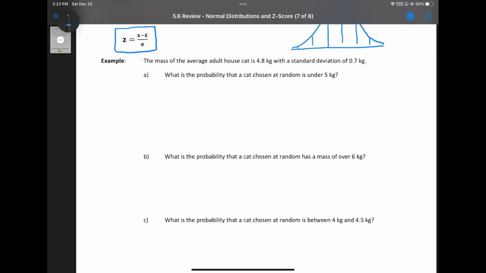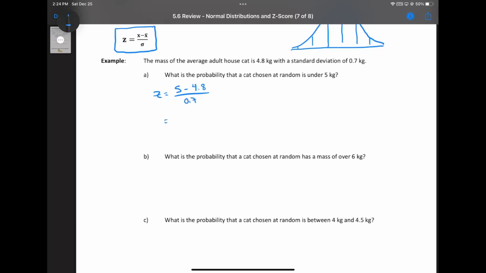Okay, well, we can calculate our z-score. Z equals x minus x bar, divided by sigma. Now the x is the value in question, and for part A, that's 5 kilograms. X bar is 4.8, that's our mean or mathematical average. And on the bottom, our lowercase sigma, that's our standard deviation, which is 0.7.